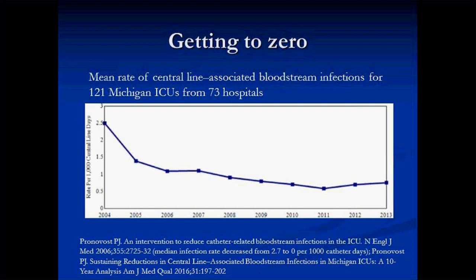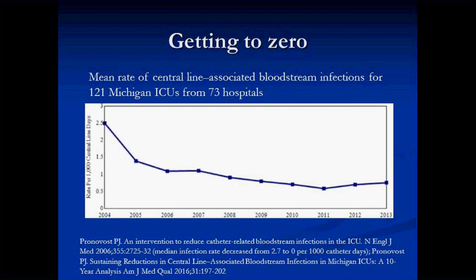The first example addresses the major development in infection control in the past decade, and that is the idea that we should all be striving to get to zero, meaning zero healthcare-associated infections. This drives everything we're doing in infection control now. The initial paper that set this movement in motion was published in the New England Journal in 2006, and it was an intervention to reduce central line-associated bloodstream infections.